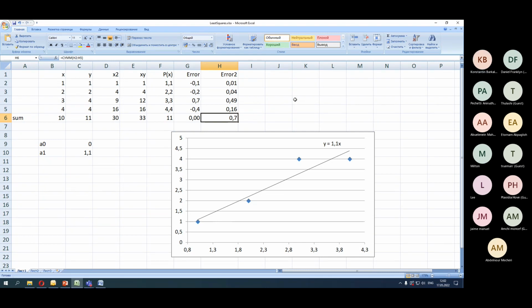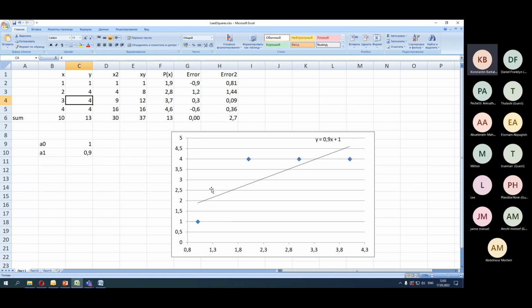Well, let me change the initial data. Suppose I change the value of y here and put 4. It means that at this point the value will be 4. 4, 4, and 4. This point will move here. Let's look at what happens.